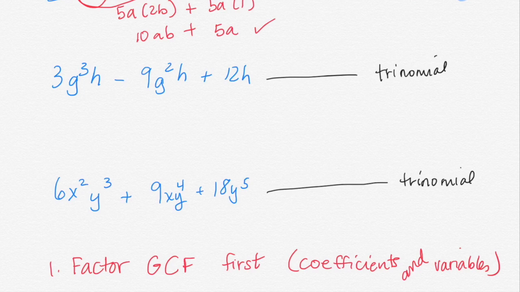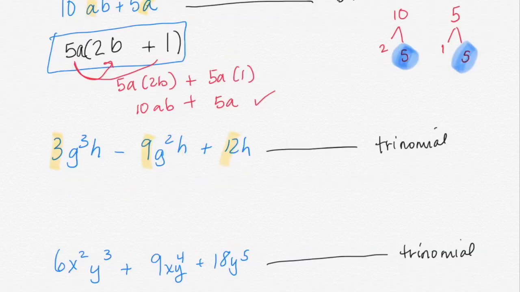So let's go ahead and try to tackle these two trinomials. Let's go ahead and try to factor them. Again, we're going to look for greatest common factors, both in coefficients, numbers, and in variables. So I have identified my coefficients here, 3, 9, and 12. And at any point, if you feel comfortable, you want to pause the video and try these on your own, please go ahead and do so. I'm going to continue to work along as you work along with me.